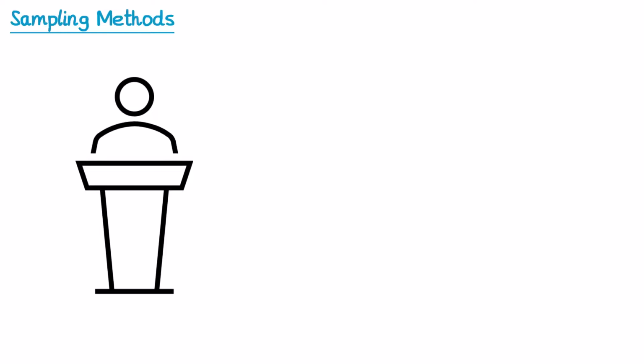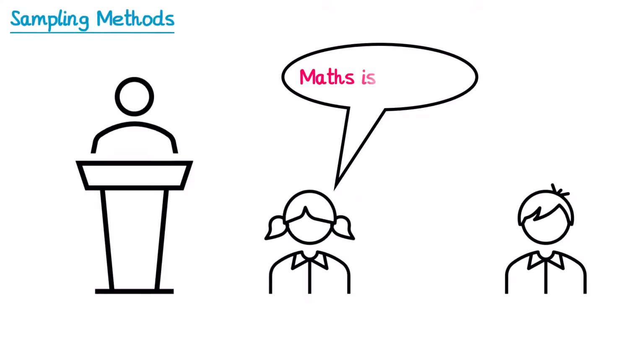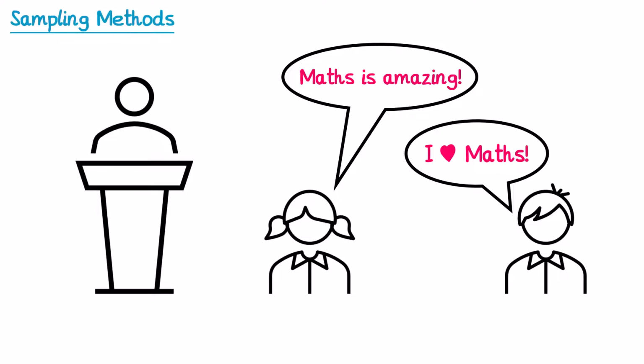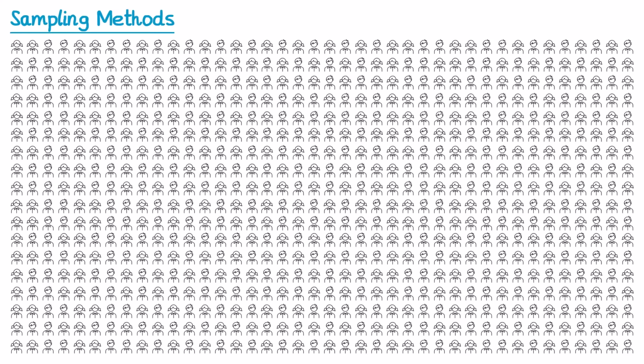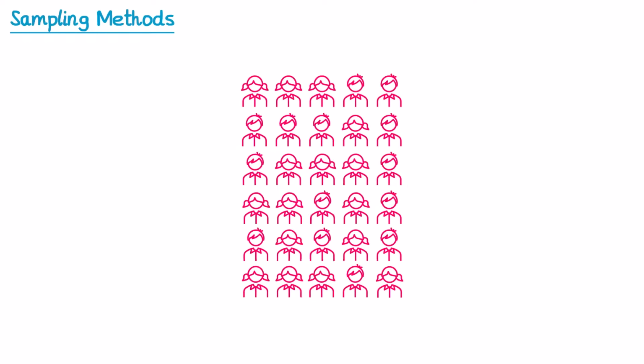Imagine the head teacher of a school wanted to know what their students thought about their maths lessons. Clearly, to answer this, the head teacher will need to ask the students, perhaps to complete a survey. In this situation, the head teacher has a choice. They could ask every single one of the students at the school to complete the survey, or instead they could ask just some of the students to complete the survey.